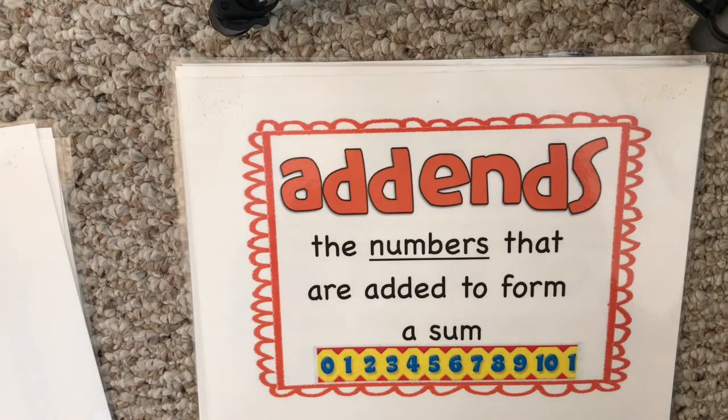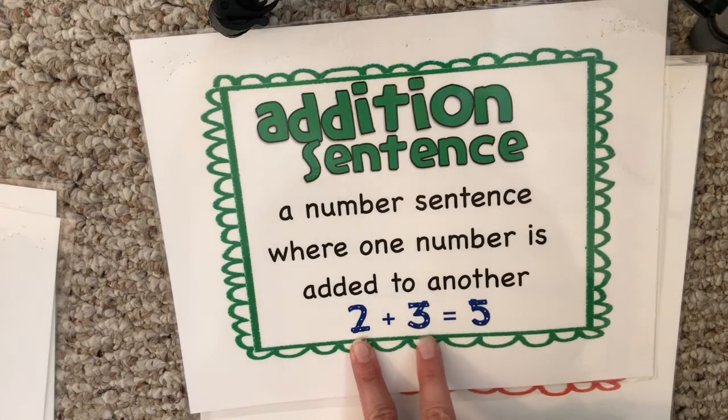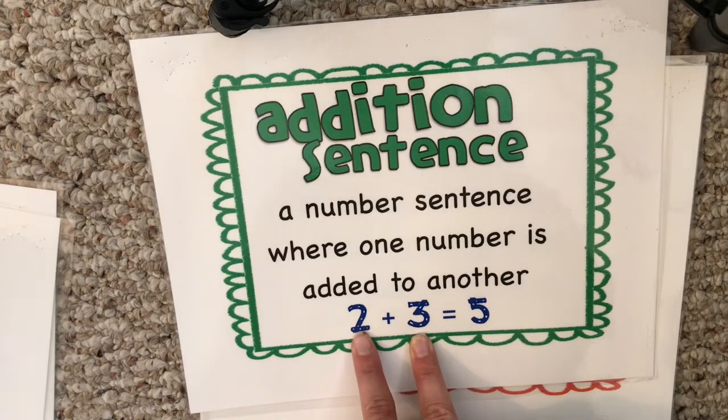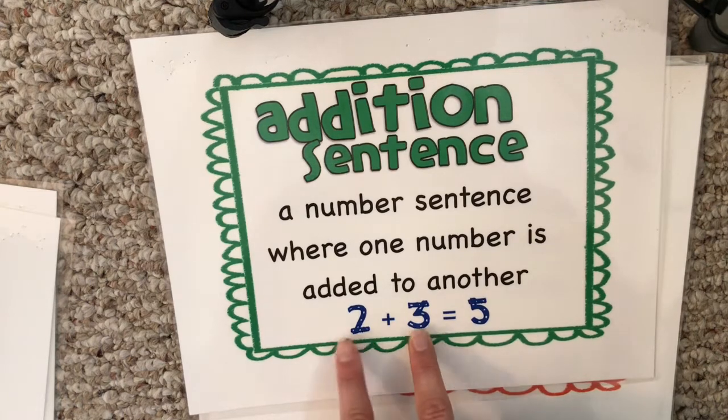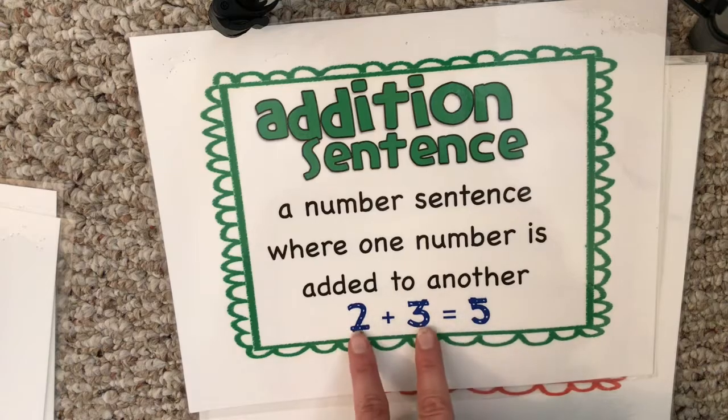Addends. Okay, addends are numbers that are added to form a sum. So in other words, let's go back to our problem down here. Addends are these 2 numbers. These are the addends. They're the numbers that we're putting together. Okay, so addends are the numbers that you're putting together to get an answer.